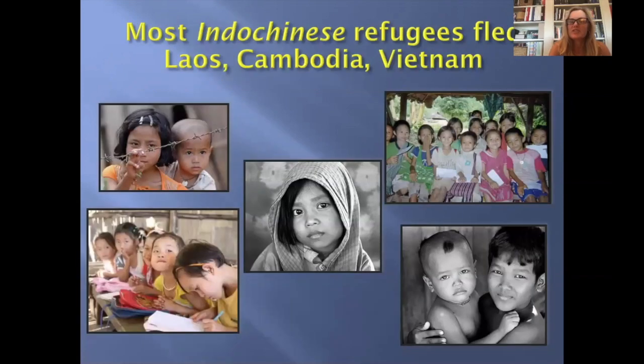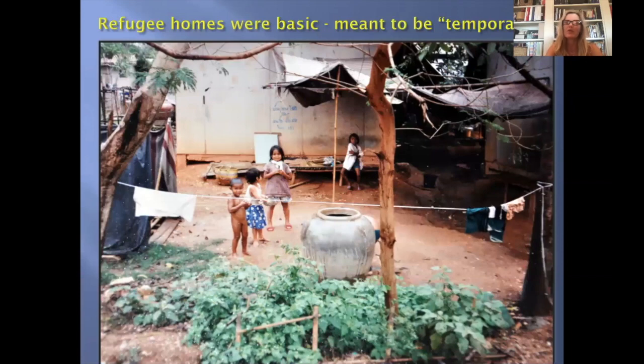The Indo-Chinese refugees were primarily from Laos, Cambodia, and Vietnam. These are some of the children from the camp. This is a typical home in a camp. They were very basic. They were temporary. All refugee camps have to be temporary. No real roads, no real trees, no established anything in a camp. The refugee camps have to be able to be disassembled quickly.